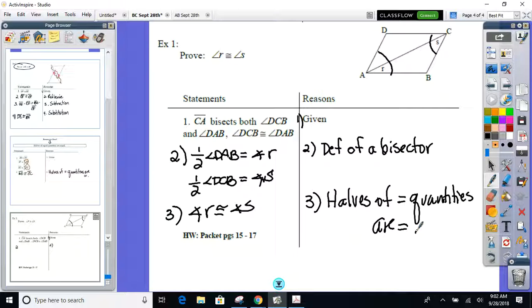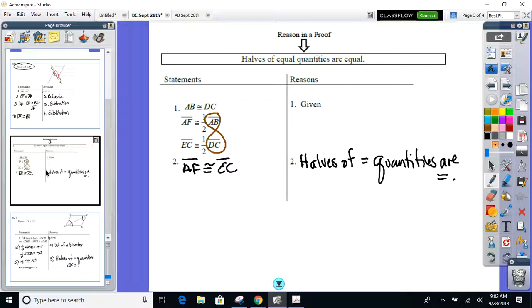I cannot stress this enough one last time. If you decide to use halves of equal quantities are equal because you see midpoint, you see bisector, you need to tell me that you're taking half of the congruent quantities and let me know what it's equal to. Okay? Do you see the similarity between what we just did in this last one? They both have the half statements in there.